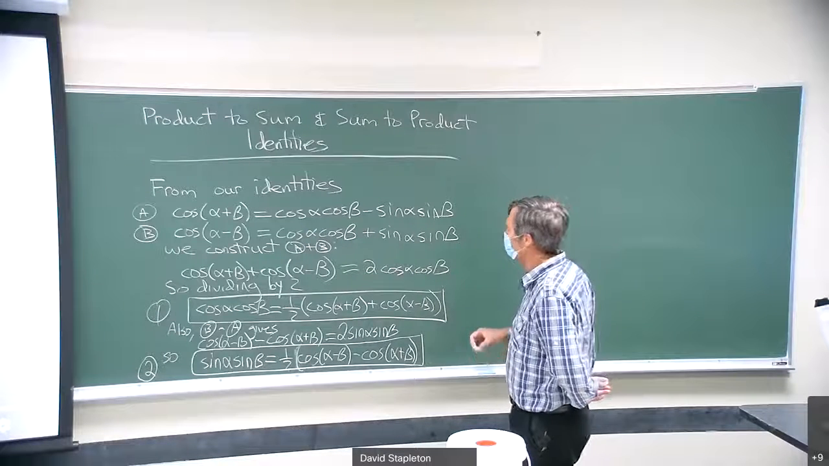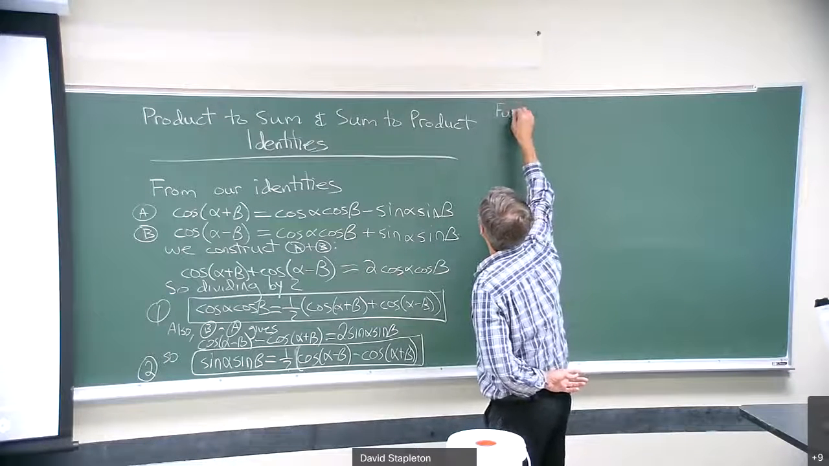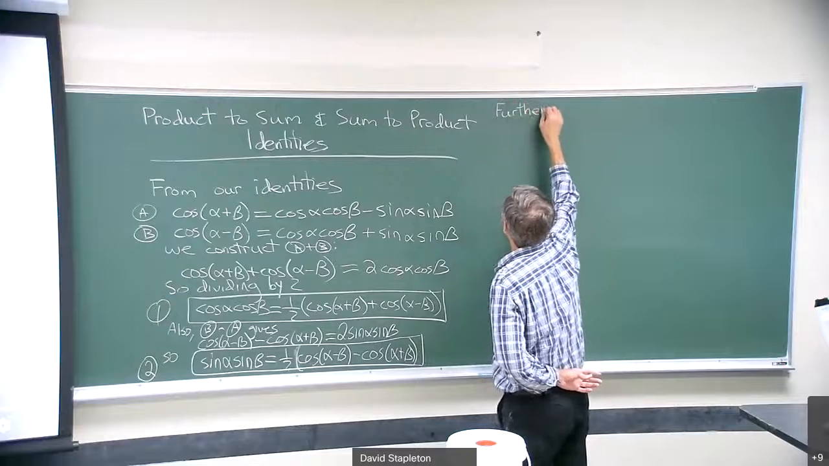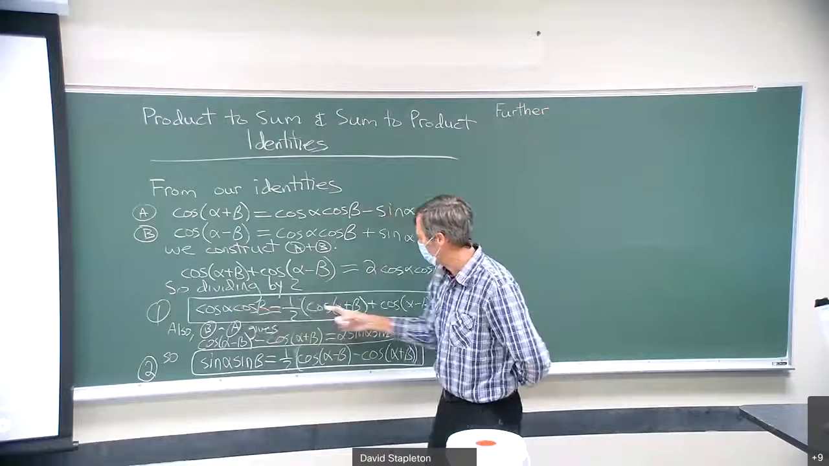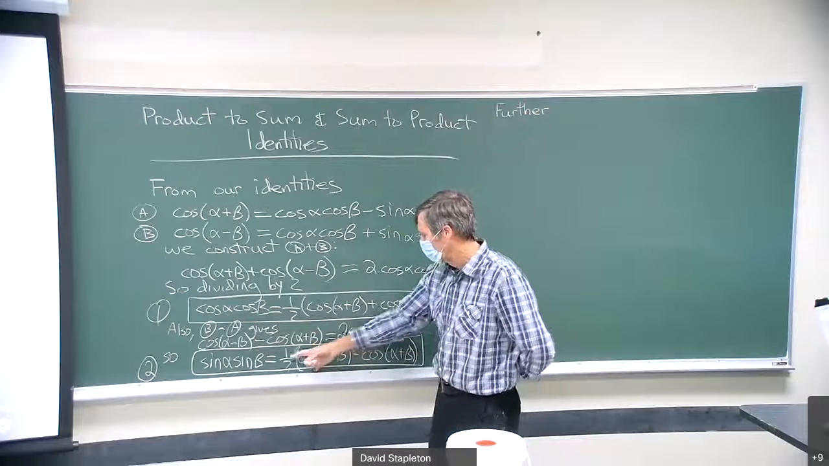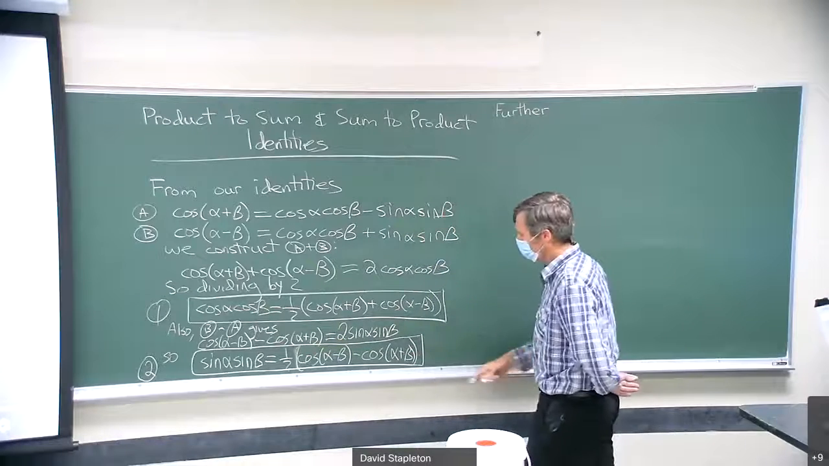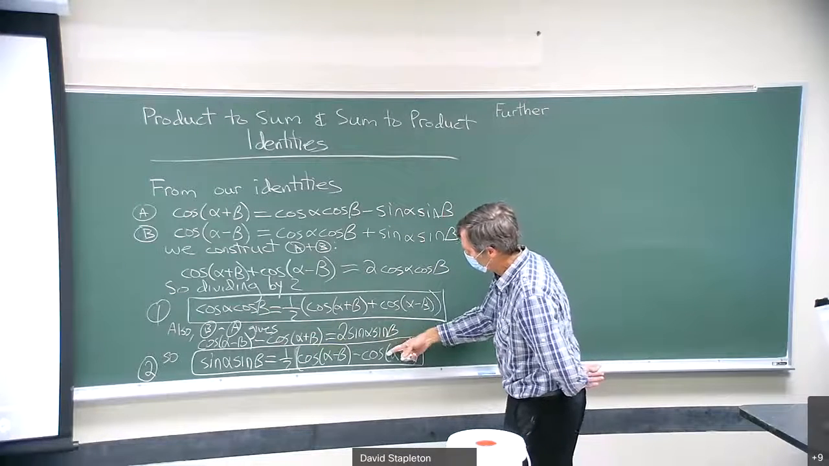Now finally, we can get one more product of sum identities. These are both called product of sum identities because you start with a product and rewrite it as 1/2 of a sum or 1/2 of a difference. You can think of this as adding this one and a negative.